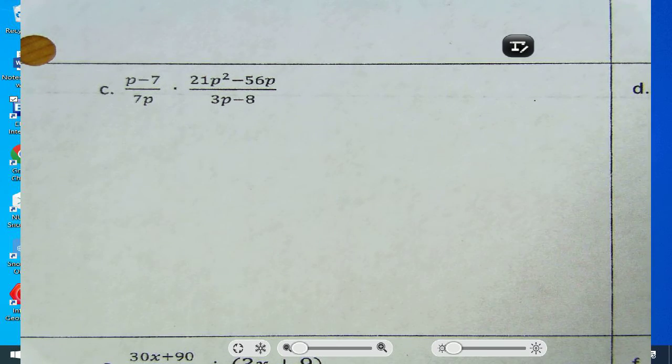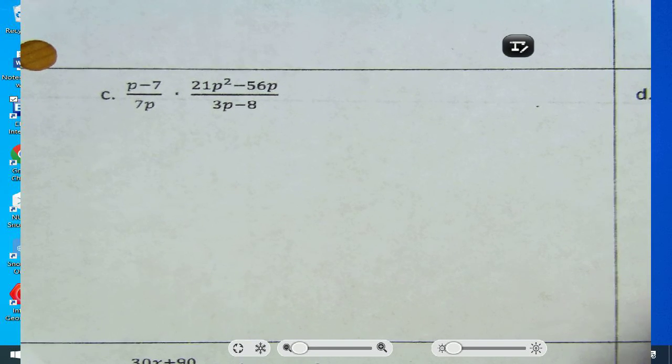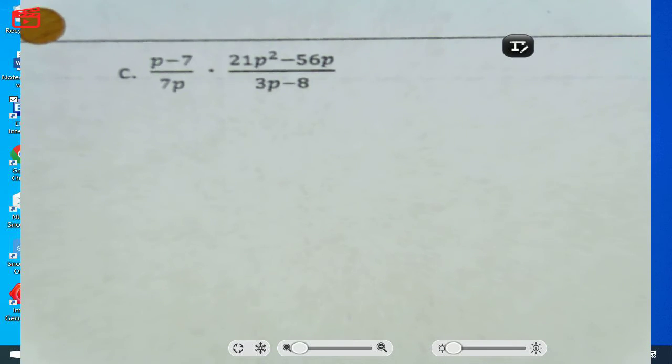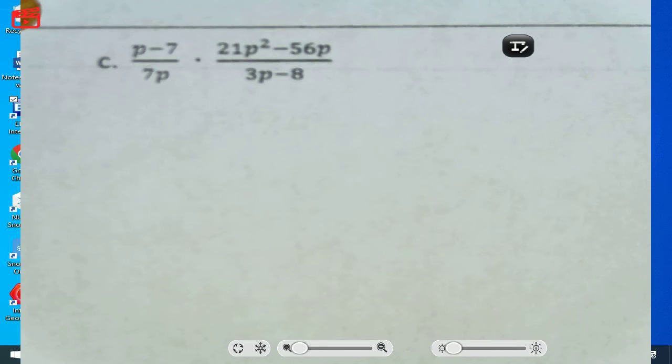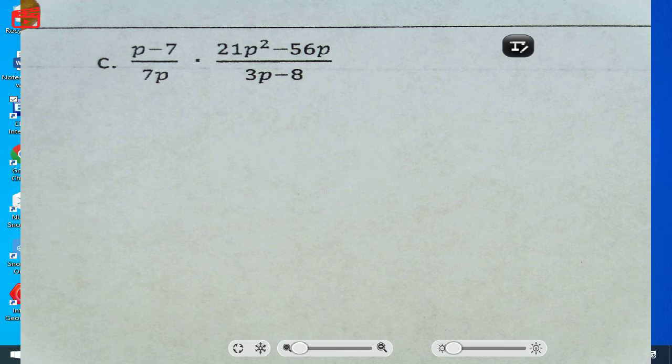Alright, here we go. So, somebody read the directions for tonight's homework. Simplify each expression. Anything else? No. Alright, so let's follow the same directions for the notes.